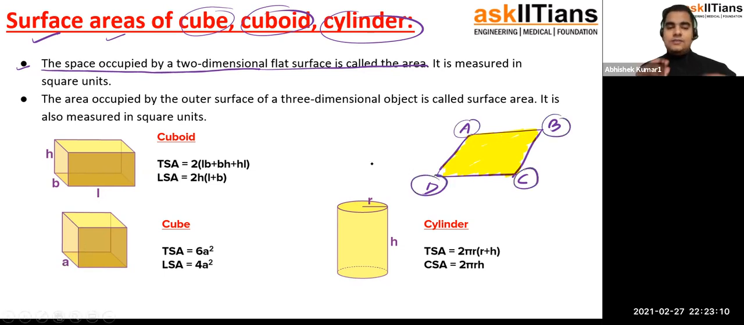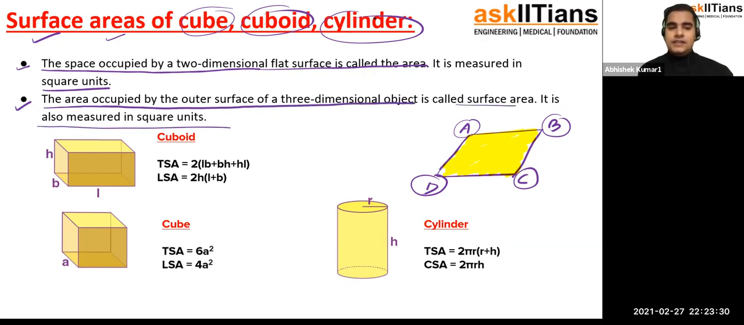We discussed this point in our last session as well. And how is it measured? It is measured in square units. We discussed this as well when we did many problems. On the other hand, the area occupied by the outer surface of a 3D object is called surface area, and it is also measured in square units.